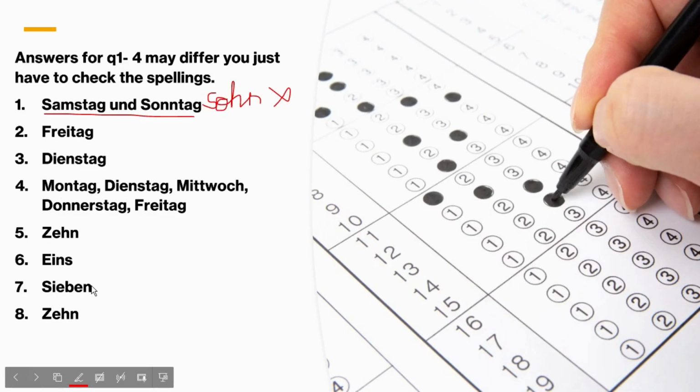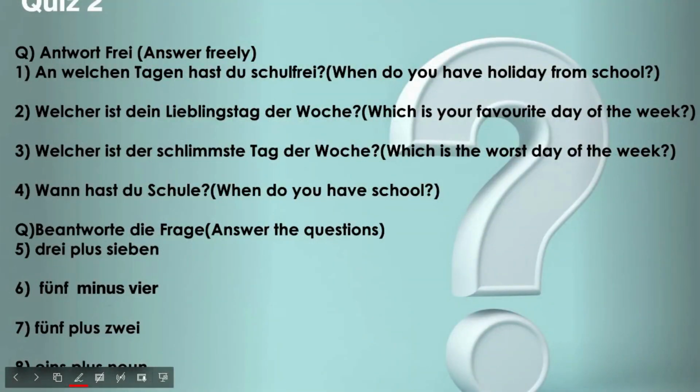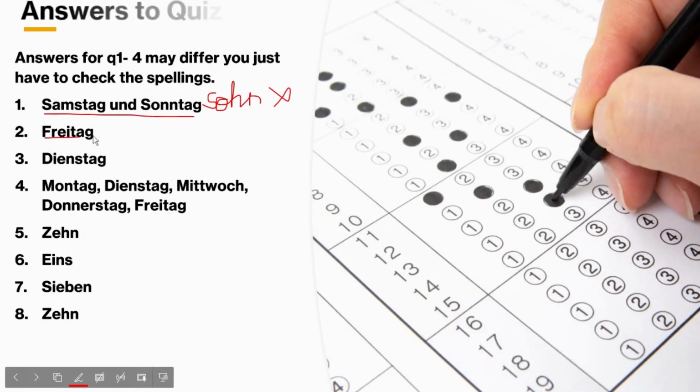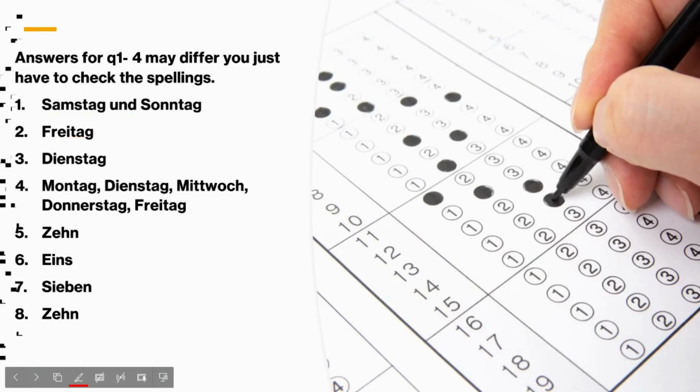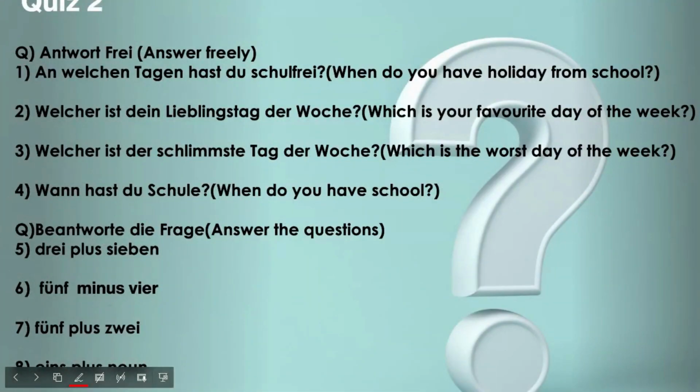Now the next question we have is, Welcher ist dein Lieblingstag der Woche? Now, which is your favorite day of the week? So mine is Friday, which is Freitag. Okay. Then the next one we have is, Welcher ist der schlimmste Tag der Woche, which is the worst day of the week. So for me, it is Dienstag.